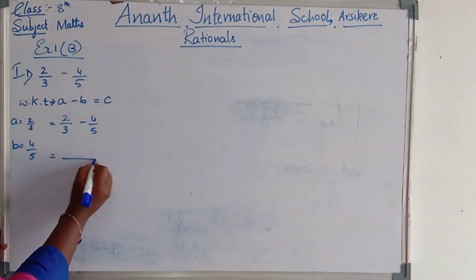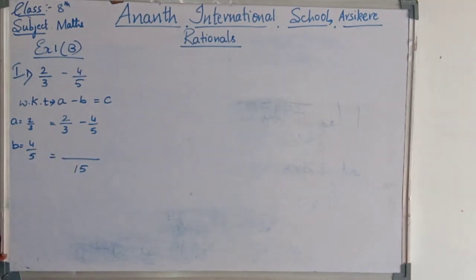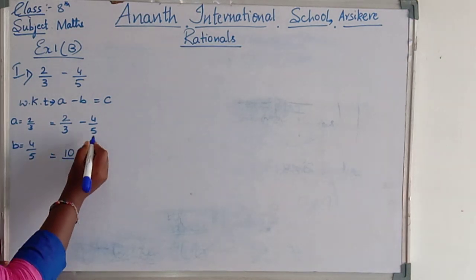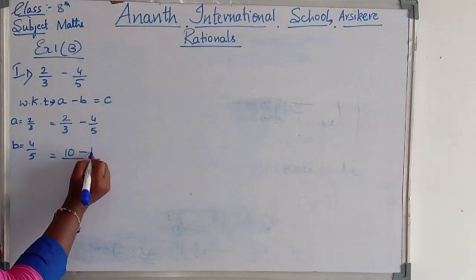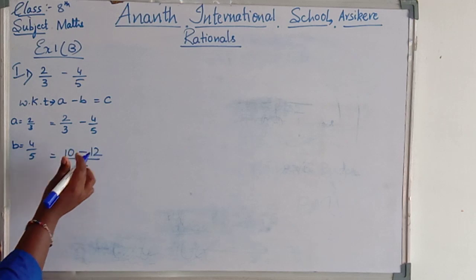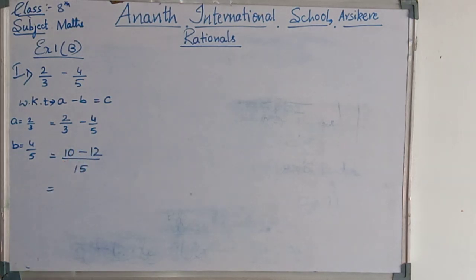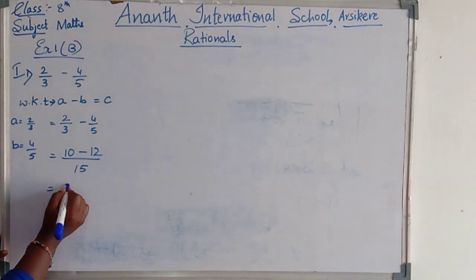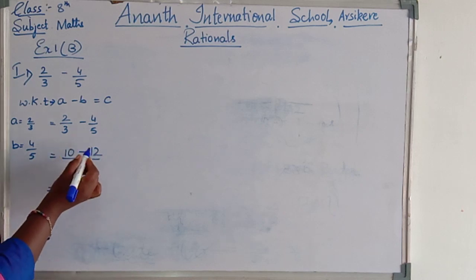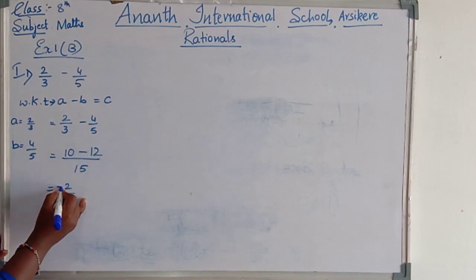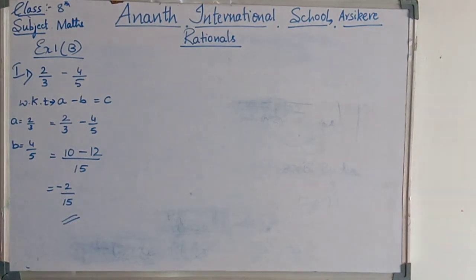3 and 5, what is the LCM? 15 is the LCM. 3, how many times 15? 5 times. So 5 twos are 10. Then 5, how many times 15? 3 times. So 4 threes are 12. So plus into minus is minus. 12 minus 10 is nothing but 2. 2 divided by 15. Which is the bigger number here? 12, and 12 has the negative sign. So minus 2 by 15.